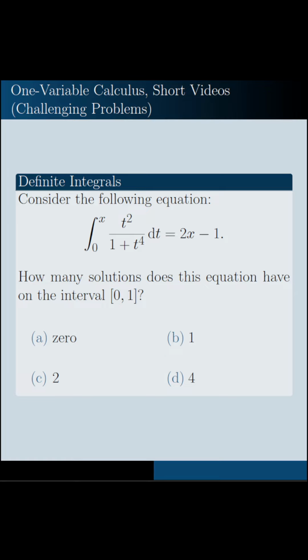Hello, in this short video we are going to investigate the following challenging problem on the topic of definite integrals. Consider the following equation: the integral from 0 to x of t squared over 1 plus t to the fourth dt equals x minus 1. How many solutions does this equation have on the interval from 0 to 1?